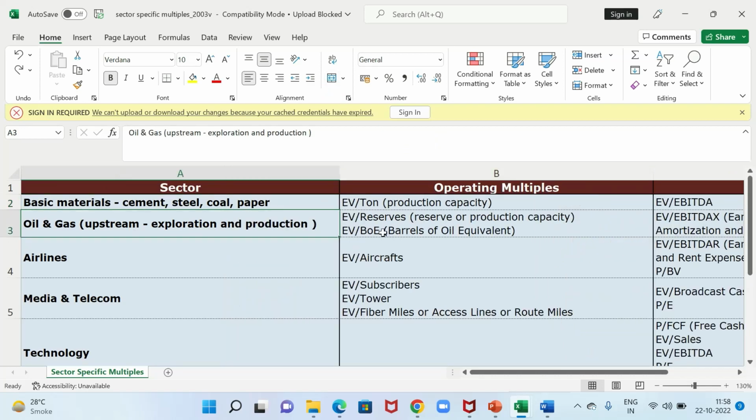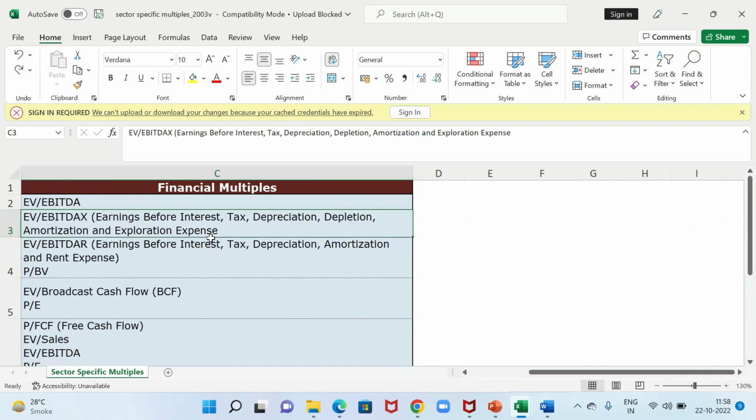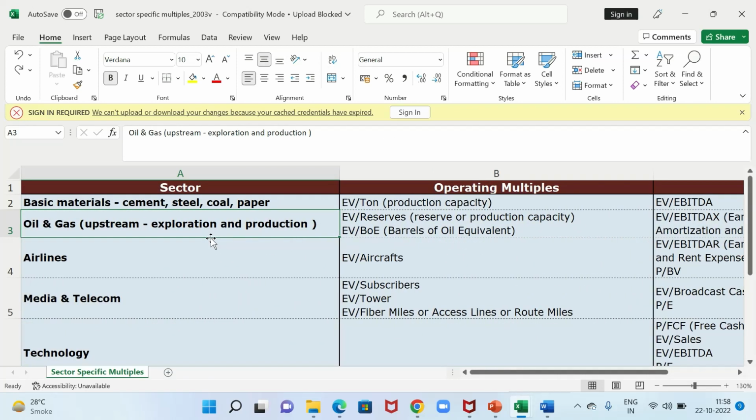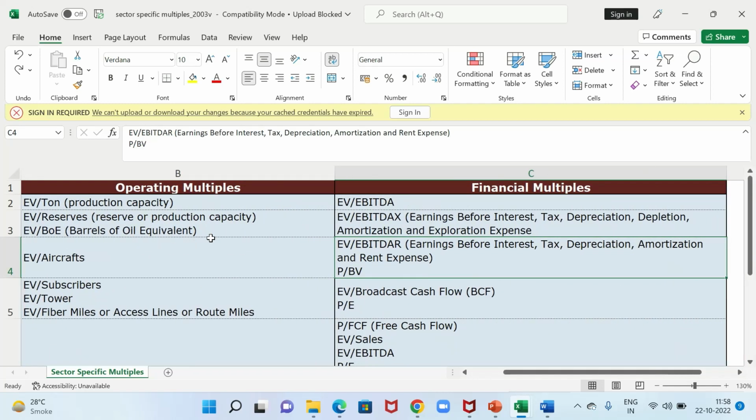Oil and gas: EBITDAX, which is earnings before tax and before exploration expense, as these are generally capitalized. Then EV by reserve, EV by BOE, barrels of oil equivalent, are among the few operating metrics. These are the few I have listed, and there could be others or revisions. EV by number of aircraft for airlines. EV by EBITDAR, where R is before rent expense, also used for FMCG companies.